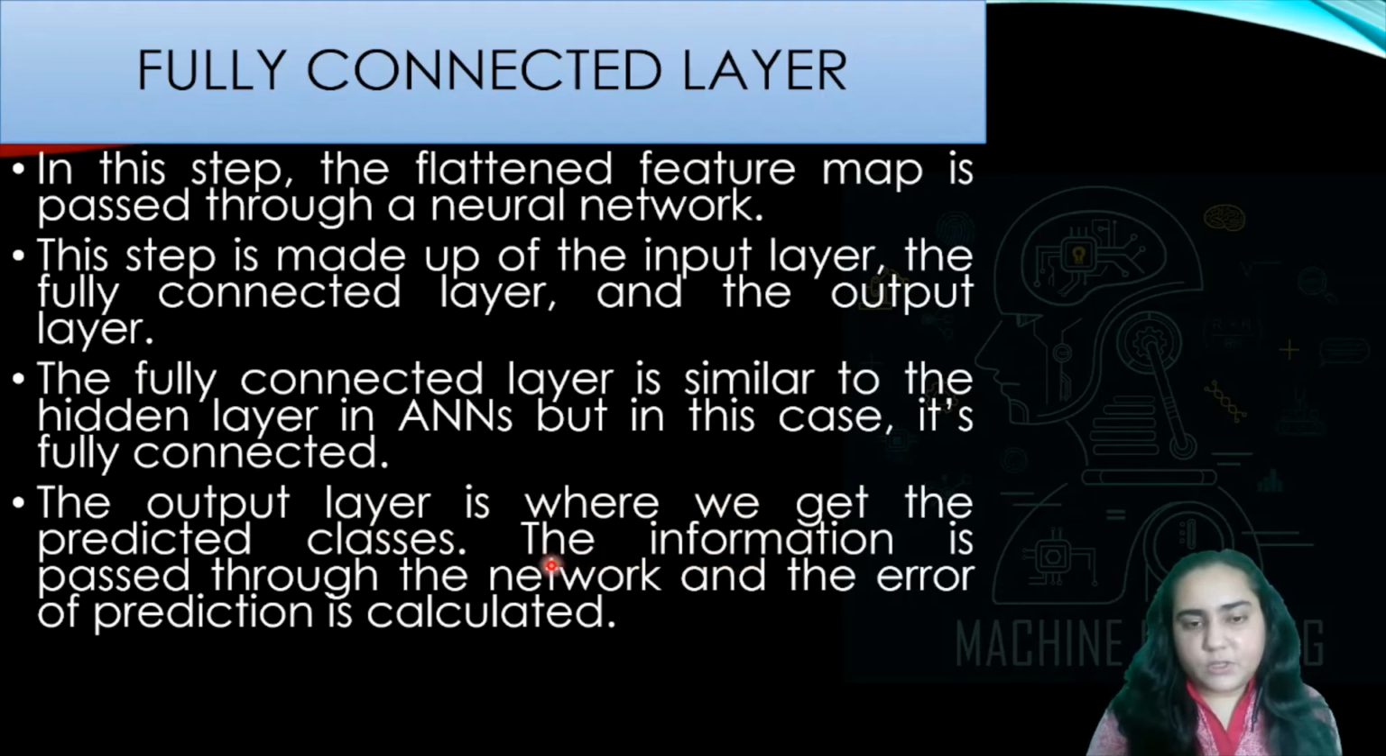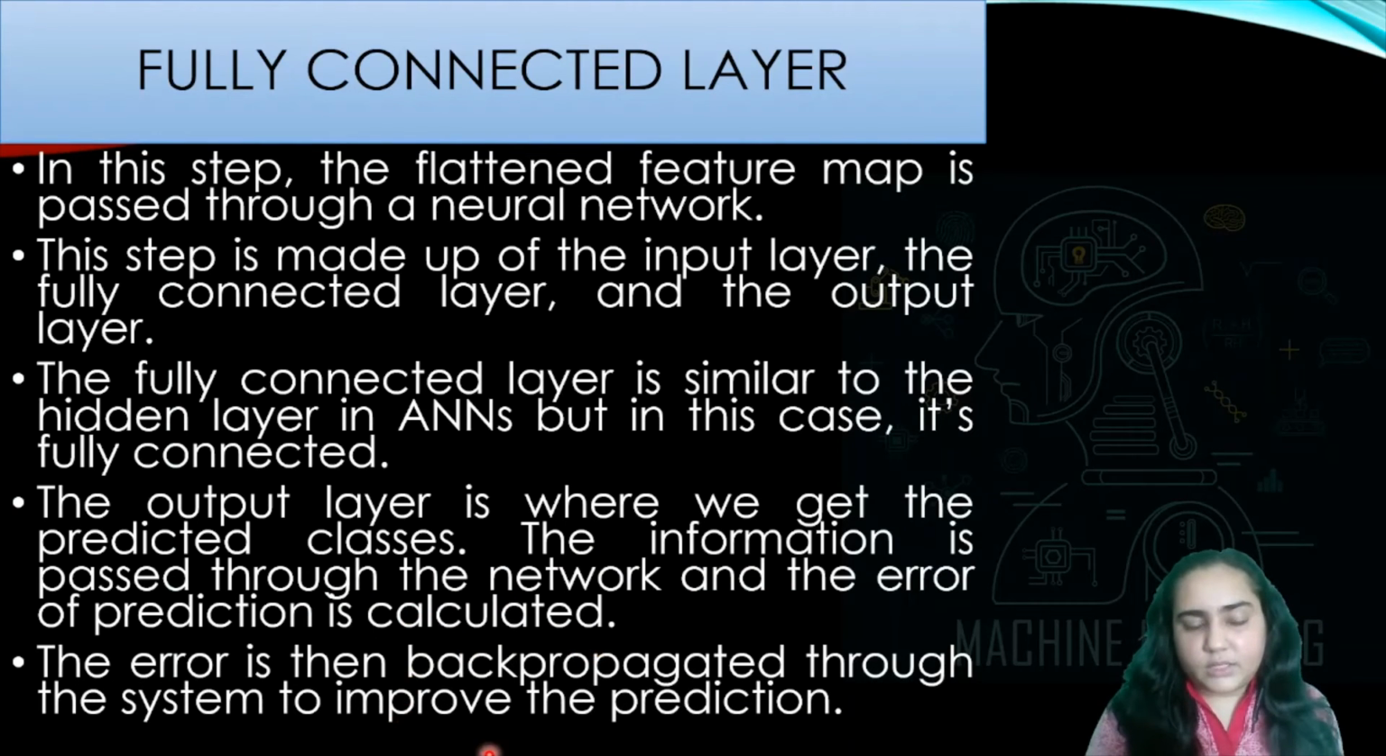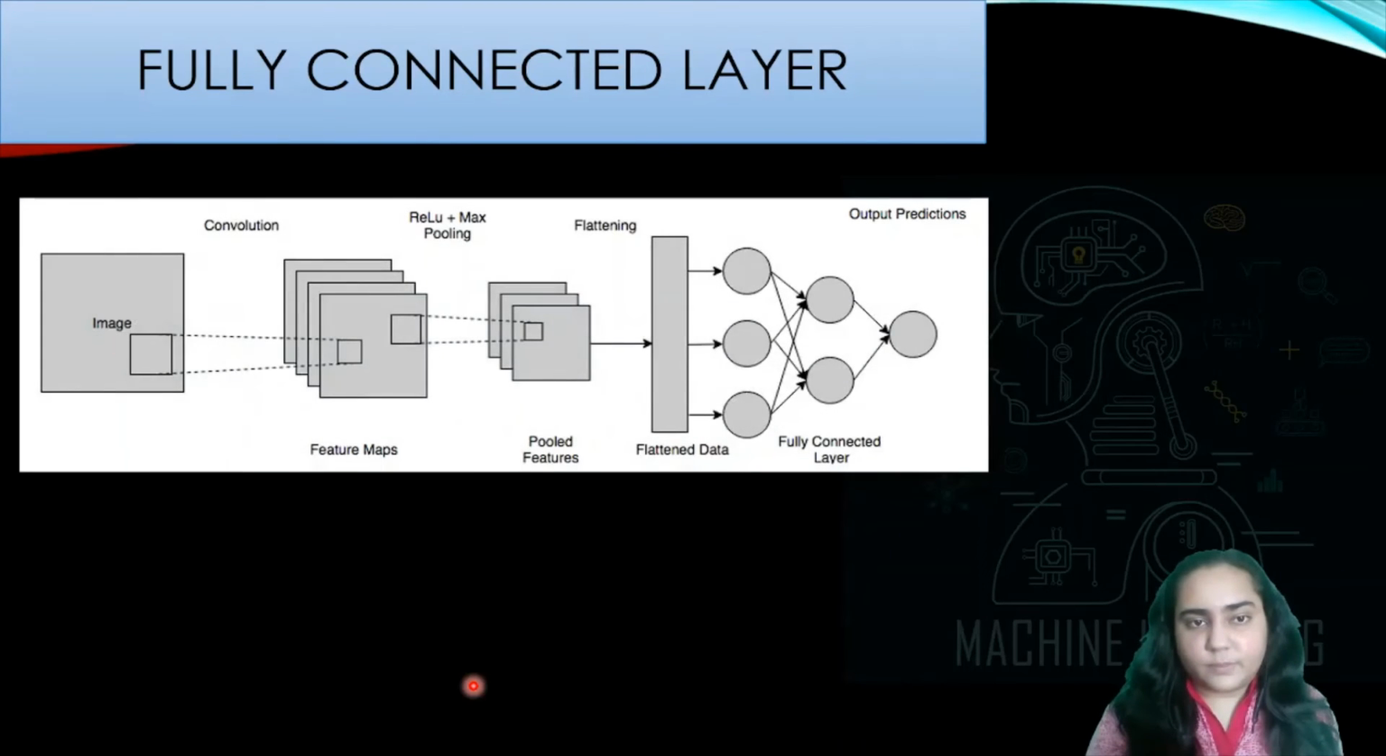So the information is passed through the network, and then the error prediction is calculated. And we all know the backpropagation algorithm, which we saw in the previous video. So then using the backpropagation algorithm, you can backpropagate the error and adjust the weights or other parameters to make your system work better. Here is a big diagram showing you everything about a CNN.